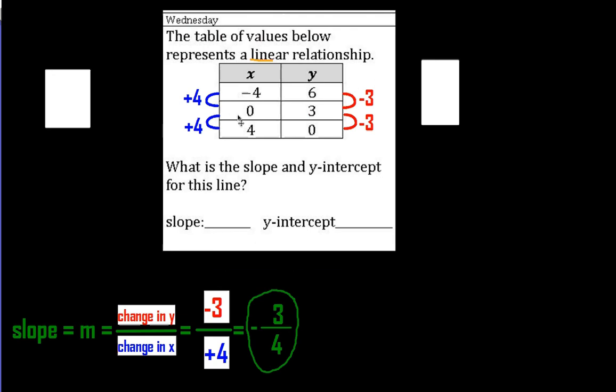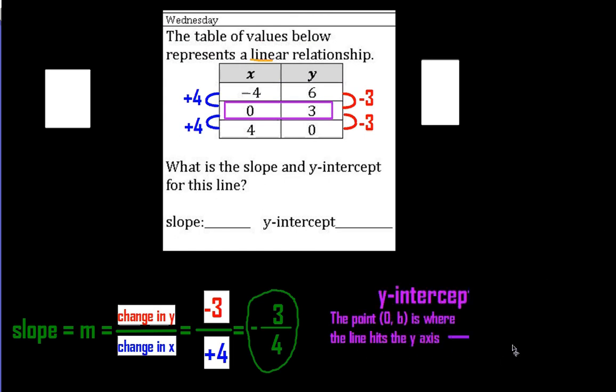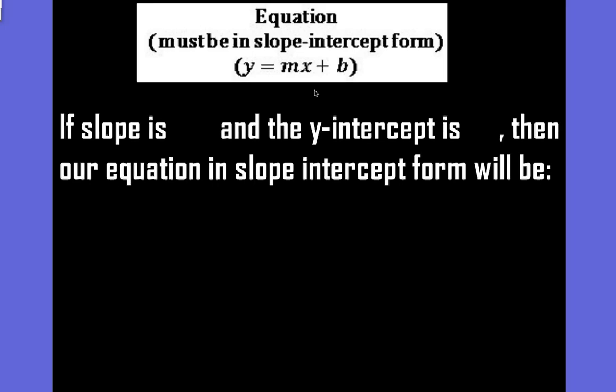And so now, what about our y-intercept? Well, I'm highlighting this point right here because it's the point where x equals 0, and it's where the line of our function hits the y-axis. So it's at that point b. Wherever x equals 0, that y value is our y-intercept. And so for this one, we see that we have the point (0, 3), and so our y-intercept is going to be 3.